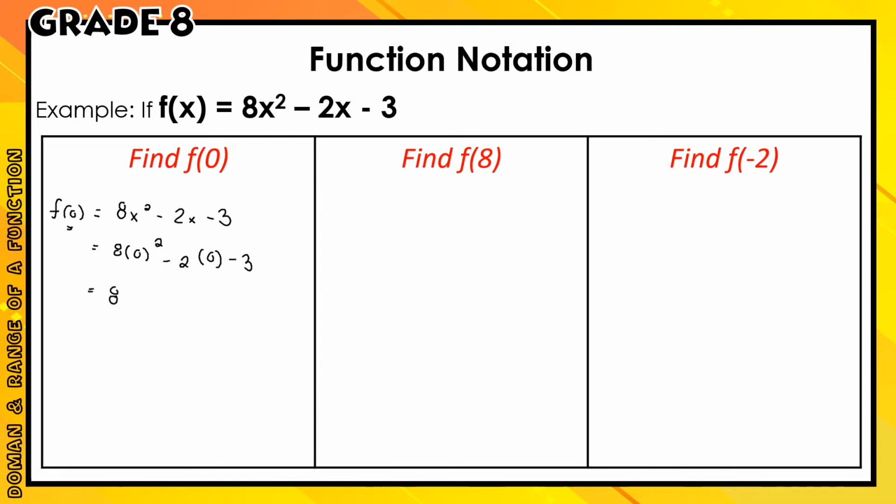So 0 raised to 2 is still 0, minus 0, minus 3. And we all know any number multiplied by 0 will become 0. So we have 0 minus 0 minus 3, and f of 0 is equal to negative 3. Let's have the second one.